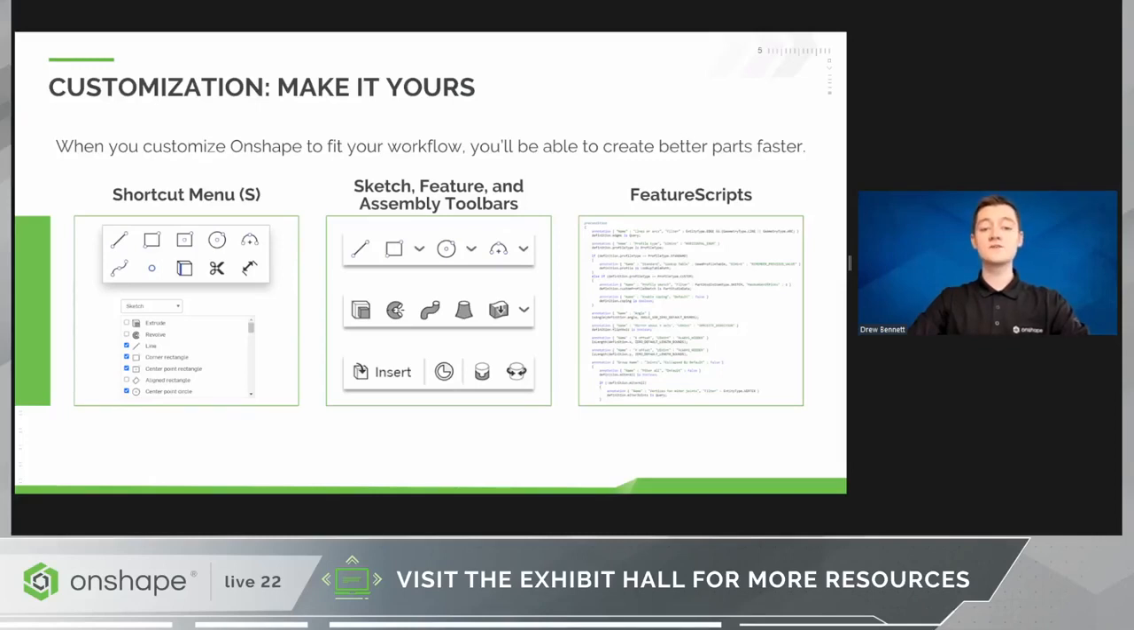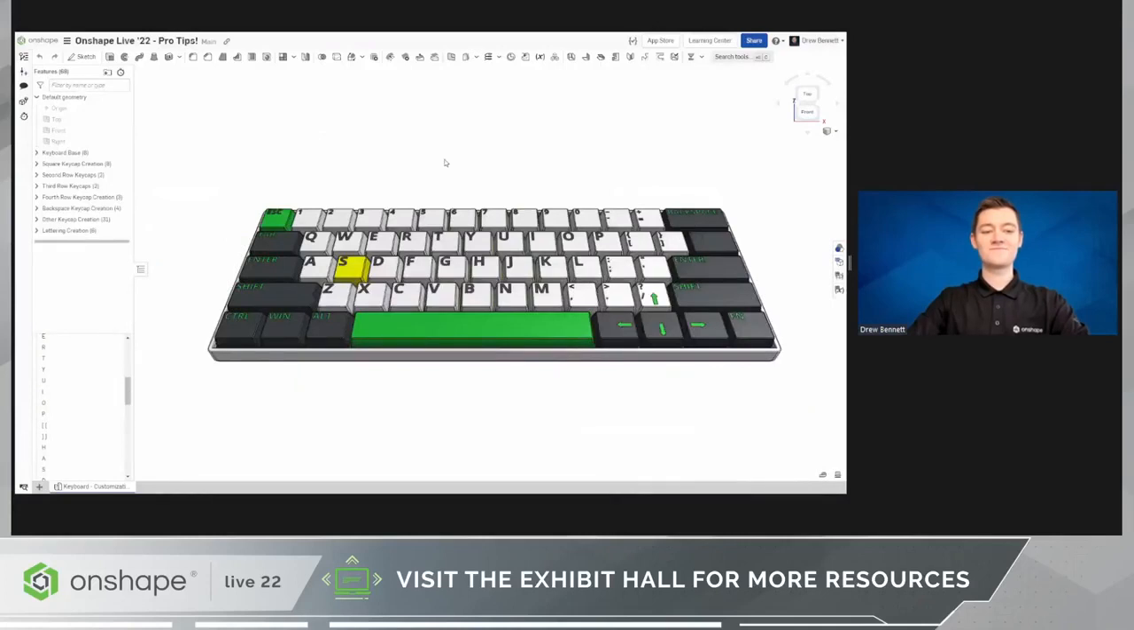The first is the shortcut menu you can access with the S key. The second is the ability to customize the sketch, feature, and assembly toolbars. I'll end with my favorite of the 3 tips, which is feature scripts. I'll hop into Onshape and we'll look at these customization options in more depth.